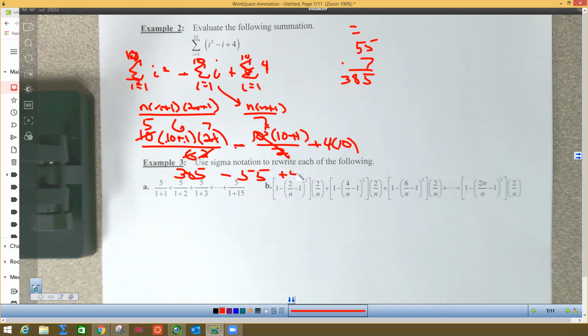And then I got plus 40, so I'd probably take these two and get negative 15 and subtract 15 from this, and this would be 370. So this whole summation right here equals 370. So I'm going to show you that. We're going to check that on our calculator just to show you that it's the same thing.